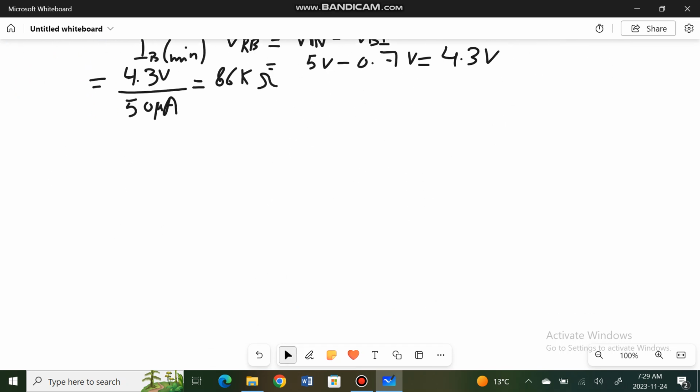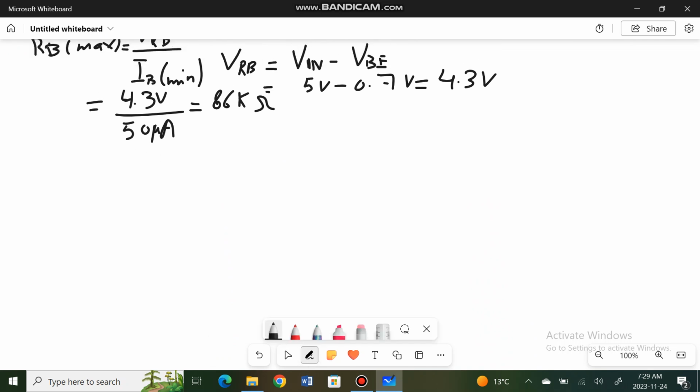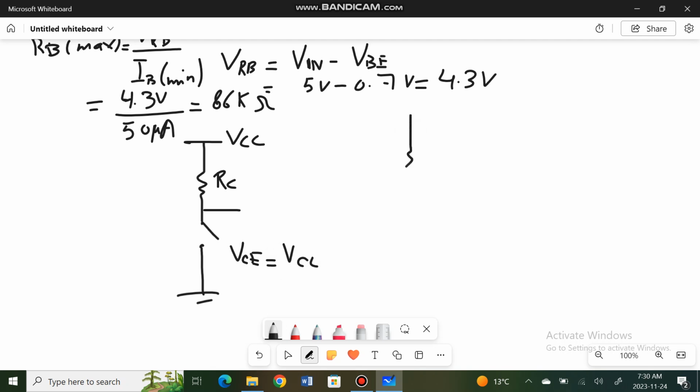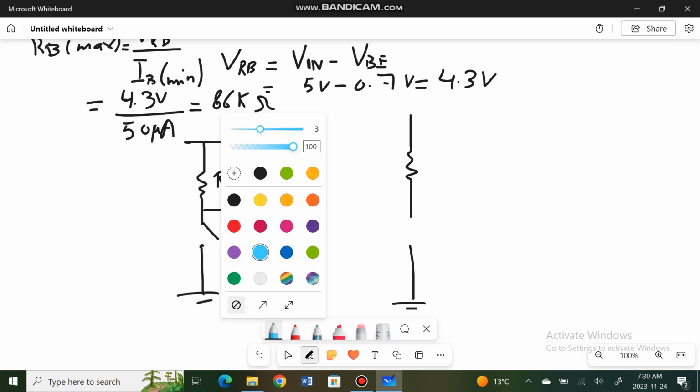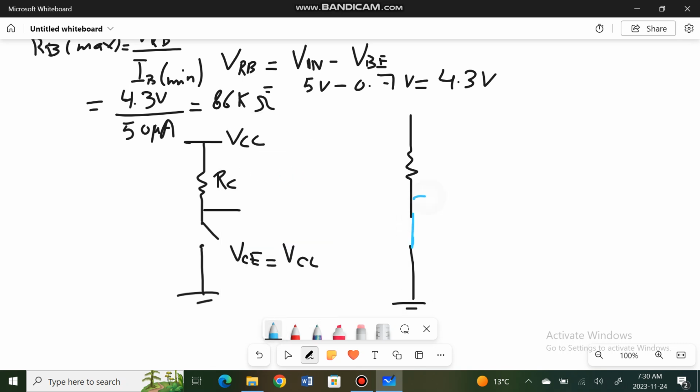So generally what happens when the transistor is used as a switch: in the off state the transistor is not conducting, and we can replace it with an open circuit, and the output voltage VCE will be equal to VCC. While when the transistor is in the conduction state, we can replace it with a short circuit, and in that case the output voltage VCE will be equal to 0 volt approximately, or 0.02 volts.